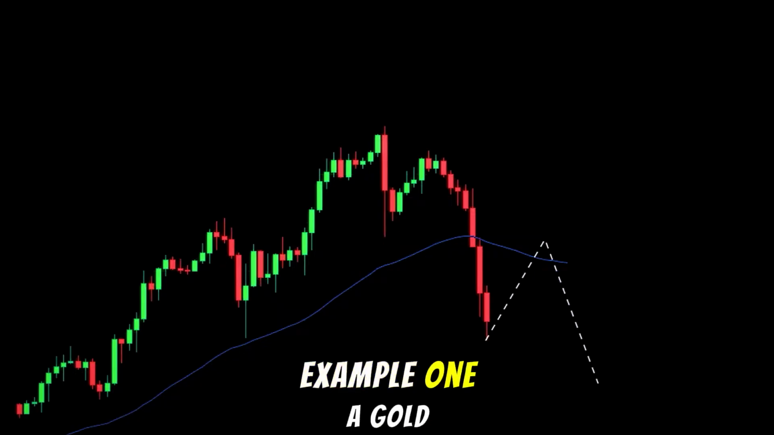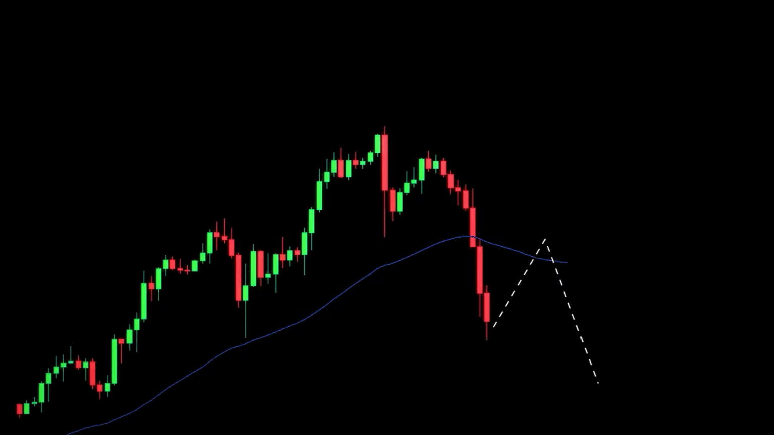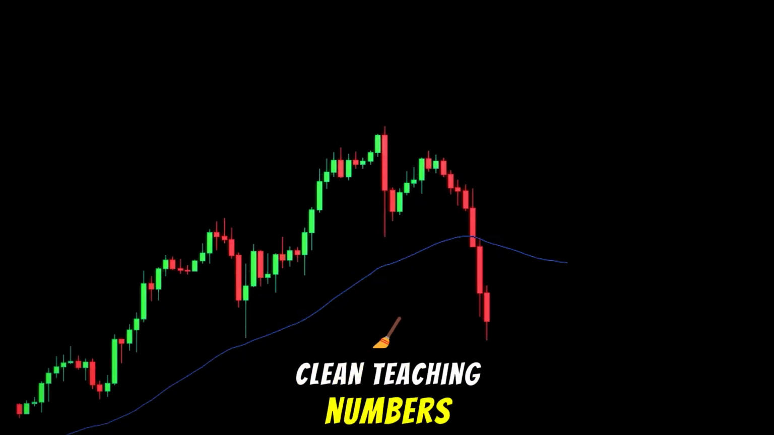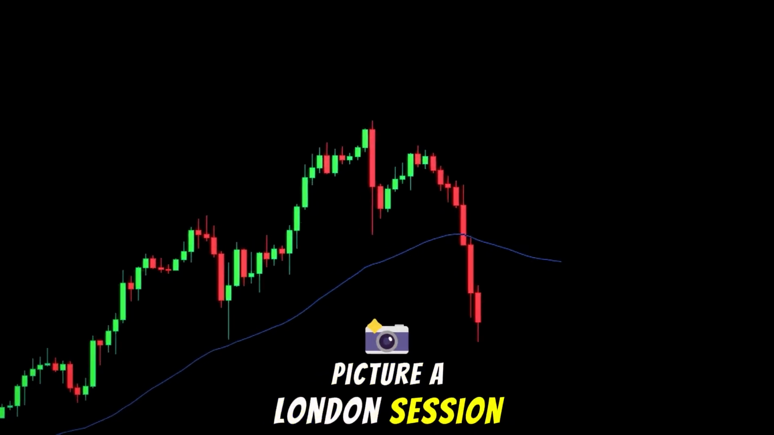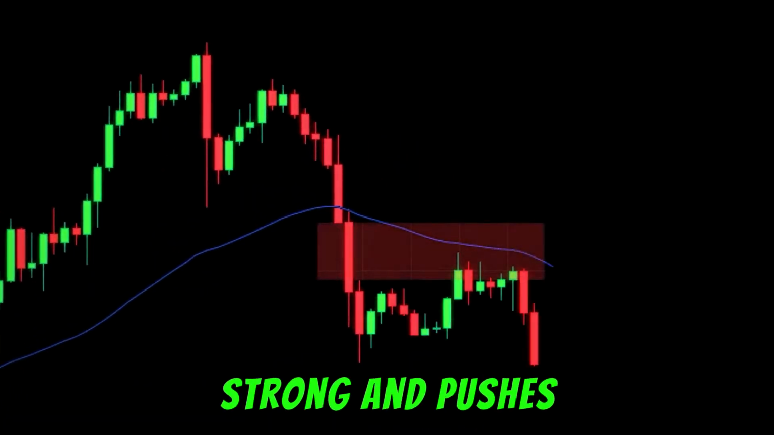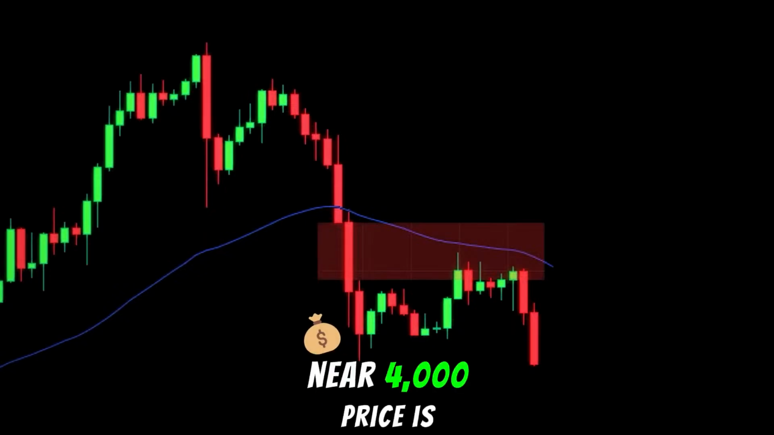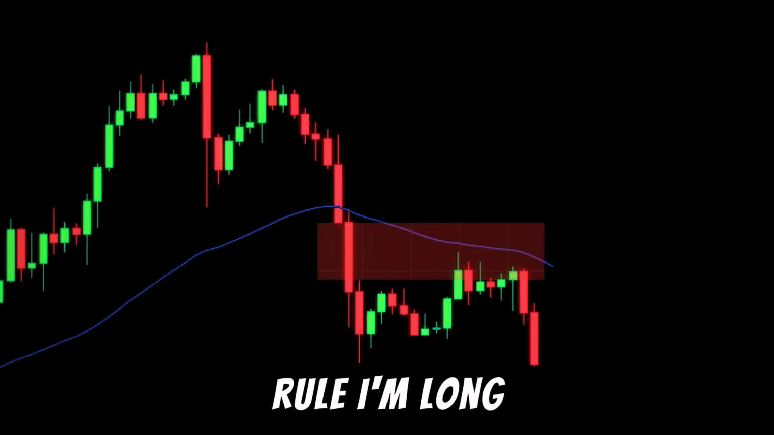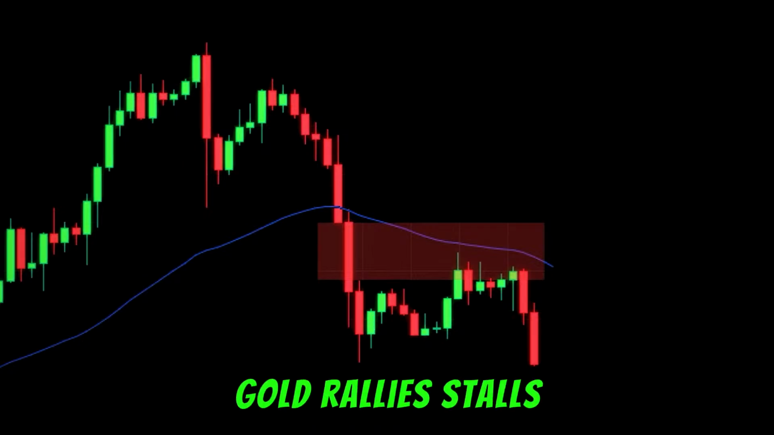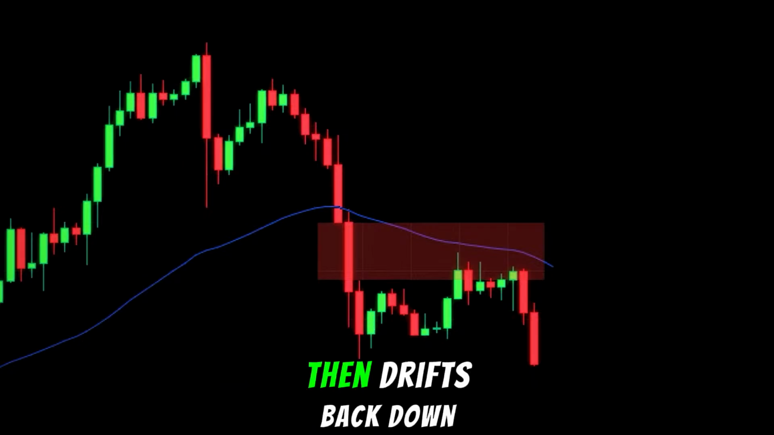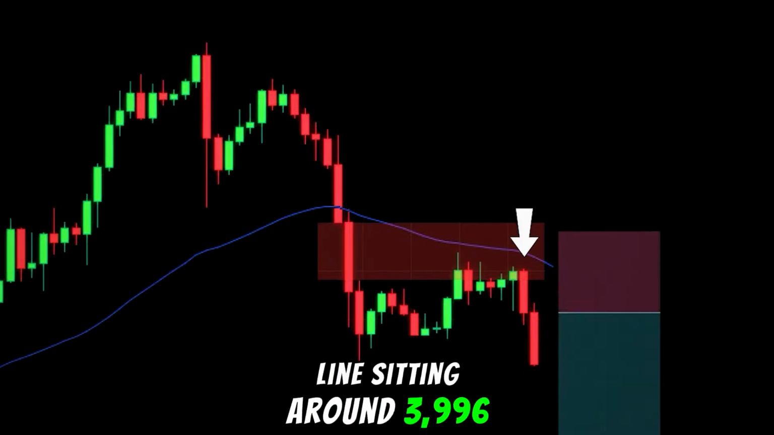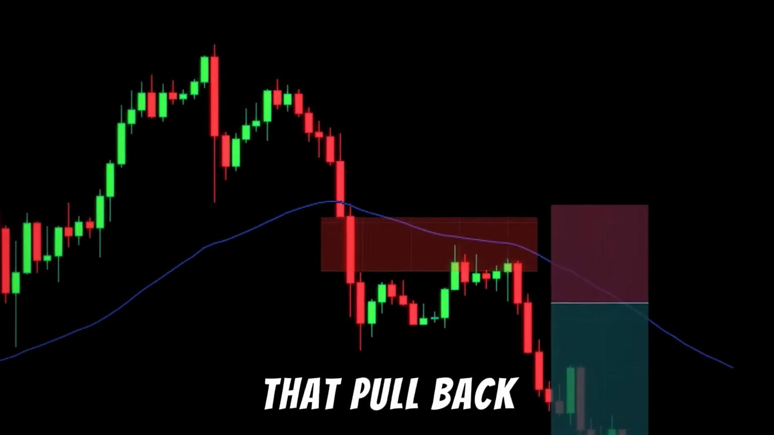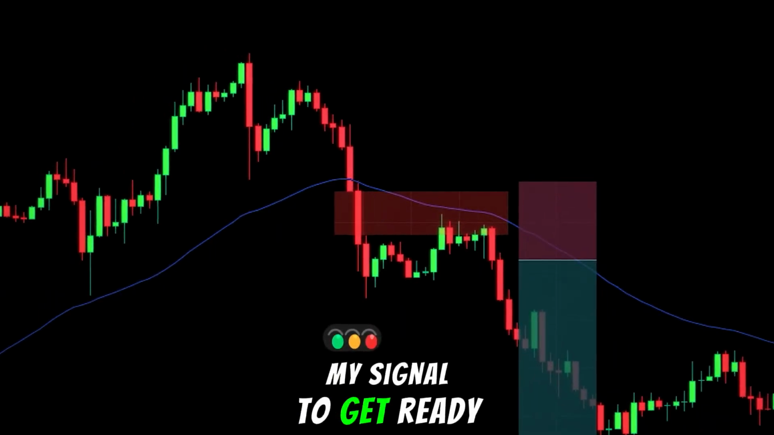Worked example 1. A gold VWAP retest. Let me walk one through with clean teaching numbers. Picture a London session where gold opens strong and pushes above the pre-session high near 4,000. Price is above VWAP and above that high, so by our rule, I'm long only, and I'm waiting for the retest, not chasing the first candle. Gold rallies, stalls, then drifts back down toward the yellow VWAP line, sitting around 3,996. That pullback into VWAP is my signal to get ready.